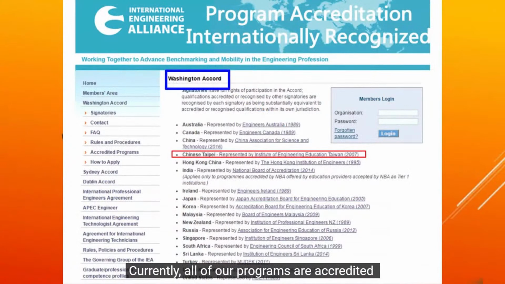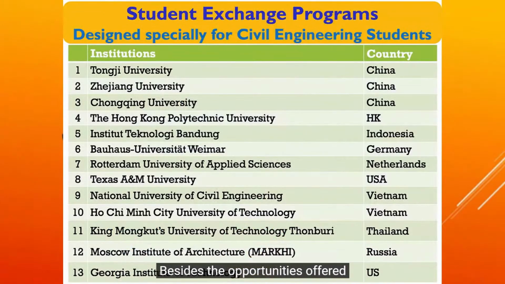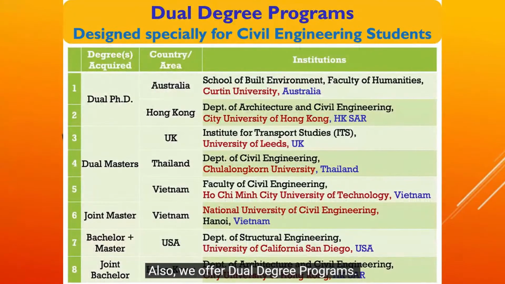Currently, all of our programs are accredited by the internationally recognized Washington Accord. That includes our undergraduate program, graduate programs, and in-service master's programs. Besides the opportunities offered by the university and college, our department also offers student exchange opportunities. We have signed MOUs with 13 universities as shown here. Also, we offer dual degree programs. We have 9 dual degree programs with several universities around the world.